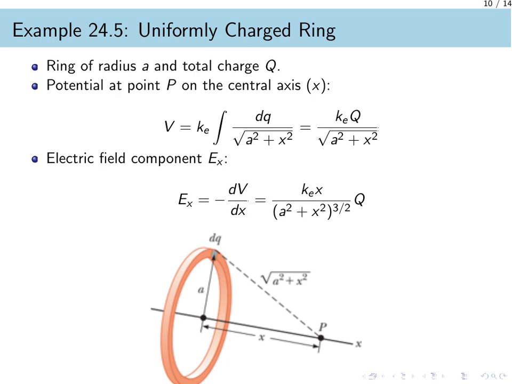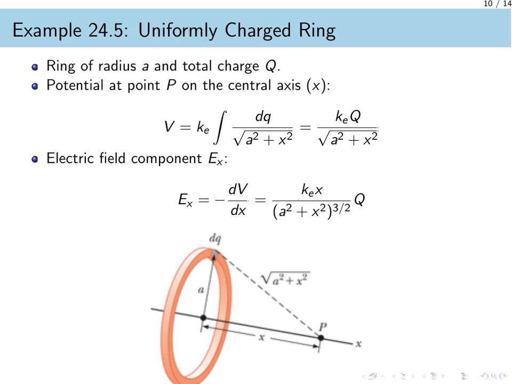Our next example is a uniformly charged ring of radius a and total charge q. We want to find the potential at point P, located on the central axis at a distance x from the center. Because of the ring's symmetry, every charge element dq is the exact same distance from point P, which is the square root of a squared plus x squared.